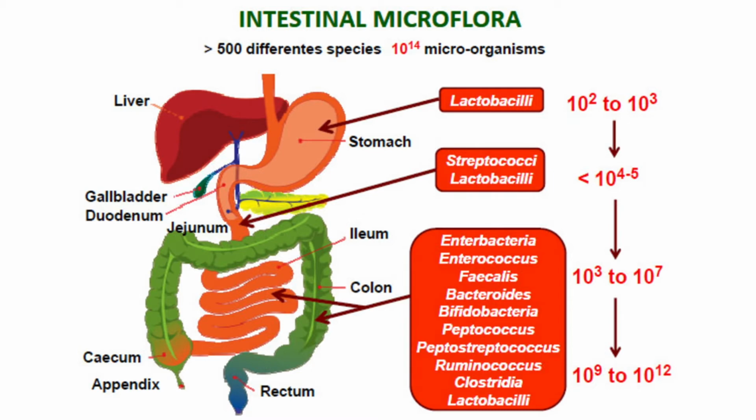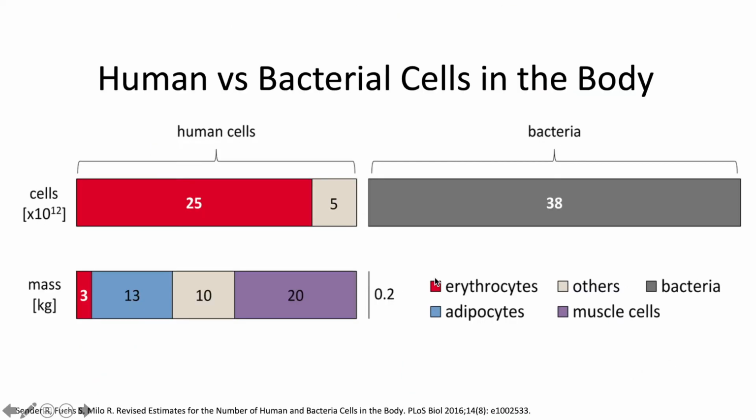Here on this picture, we can observe that the microbiome of the large intestine is very diverse. Bacteria in the human body actually makes up roughly half of the cells in our body, which can be seen on this picture comparing the number of human cells and bacterial cells, which is very shocking.